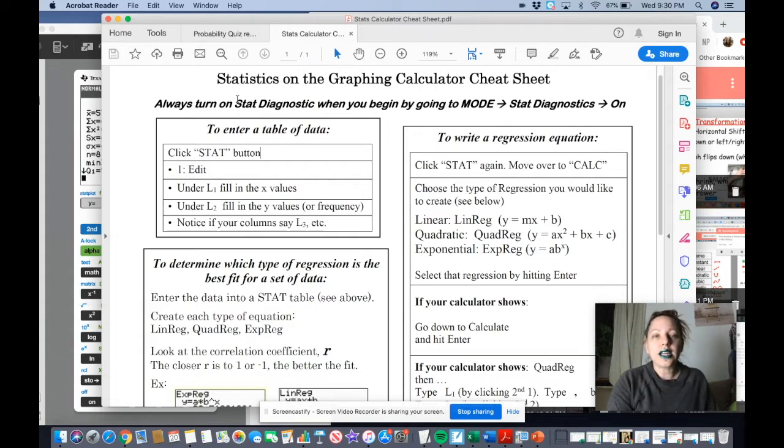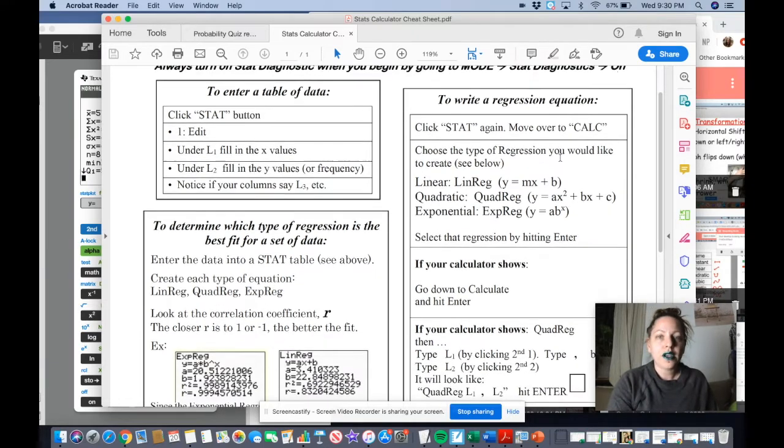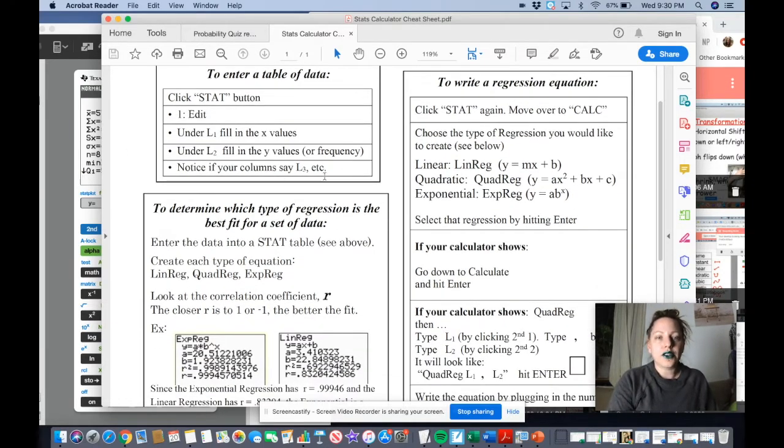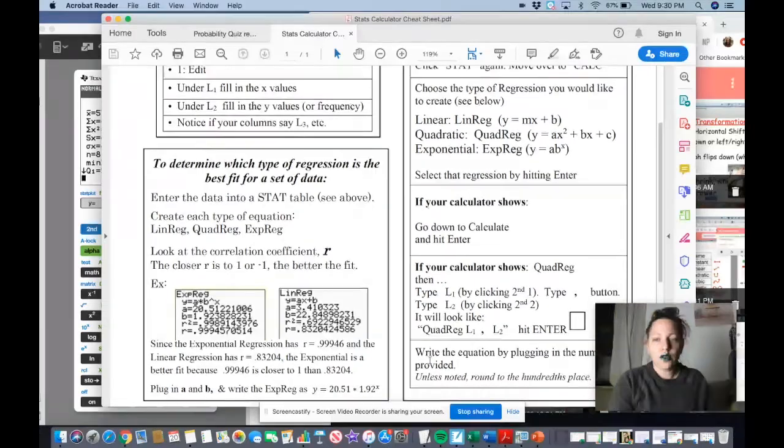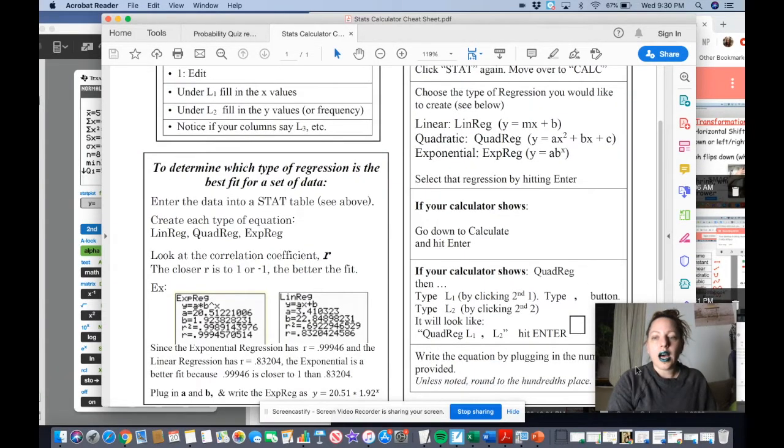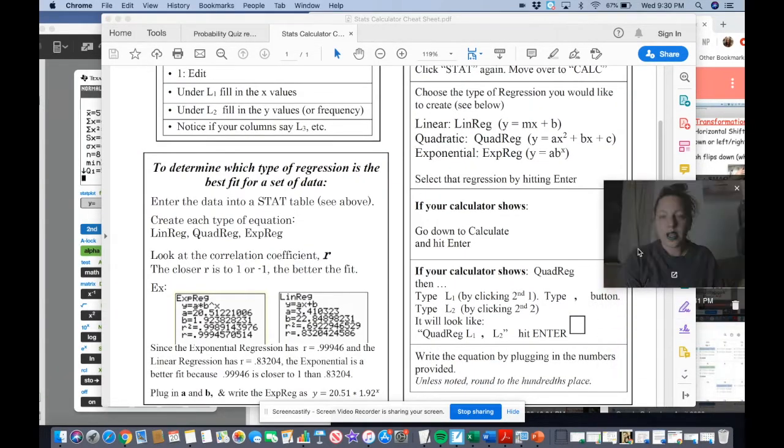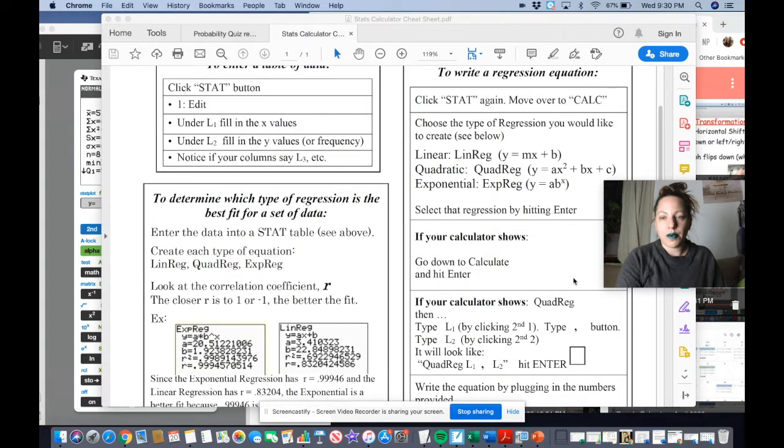One thing to check is at the beginning when you get your calculator, click on Mode, go to Stat Diagnostic and make sure it's on. Okay, and just hit the on, enter, and you'll be good. All right. So this is how to enter a table of data. Over here is how to write a regression equation. We're going to come back to this later, but if you don't know how to do that, you would definitely want to write these notes down. You can pause it, write them down. I can move this right here. There we go. So that would be a good pause.